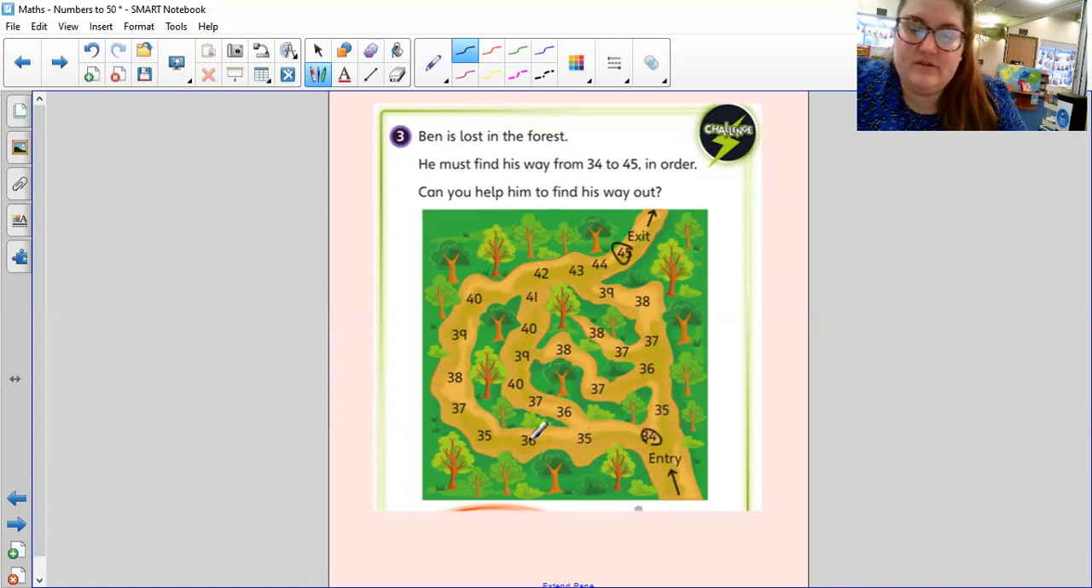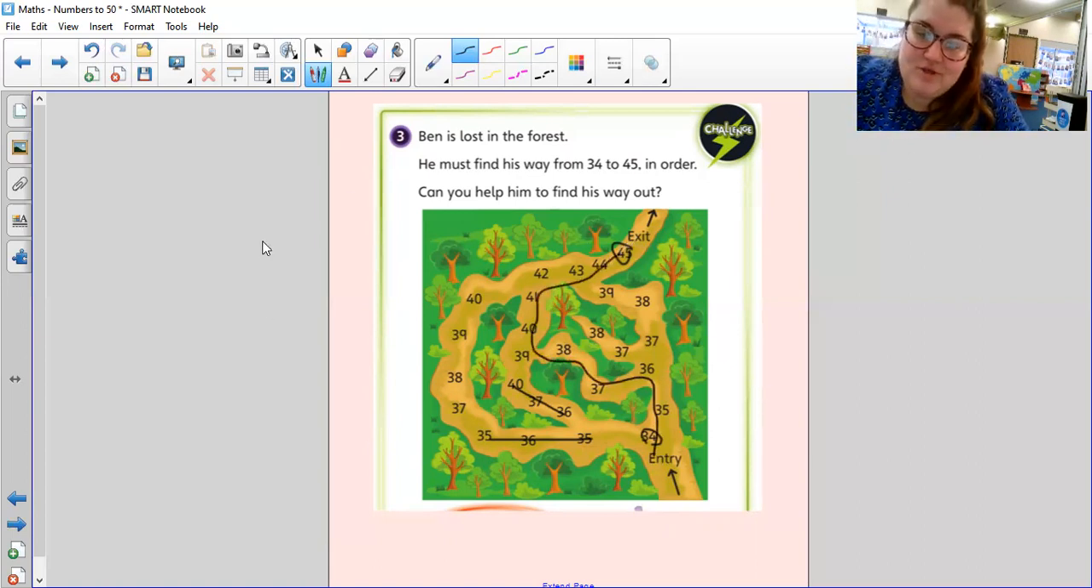34, 35, 36, 35. Oh, that's not the right order, is it? So he can't go that way. Let's try and make him go this way. 34, 35, 36, 37, 40. Oh dear, that should have been 38. He can't go that way. Let's try this way. 35, 36, 37, 38, 39, 40, 41, 42, 43, 44, 45. So we've managed to get him all the way there.